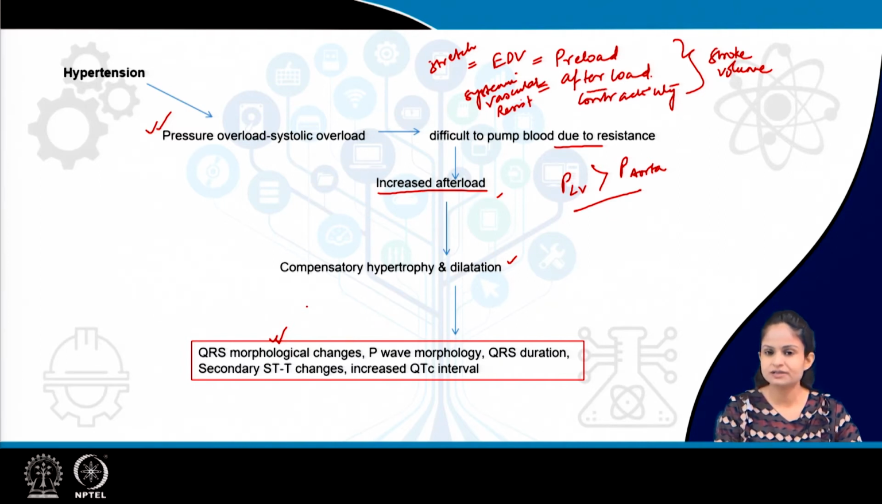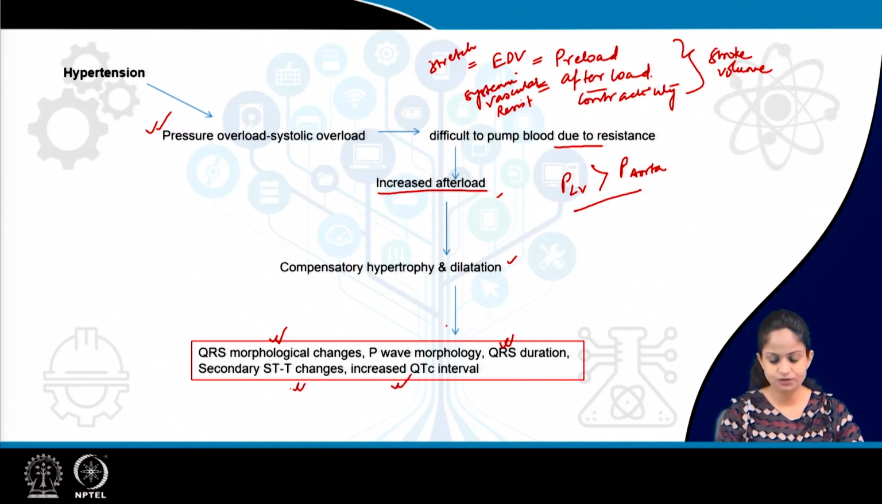Second, because of the strong vector generated by the increased muscle mass, there can be axis deviation. QRS duration can also change, usually it is changed. There can be secondary STT changes because the depolarization is affected, so the repolarization will also be abnormal. So, there will be secondary STT changes. They are secondary because they are not related to myocardial infarction.